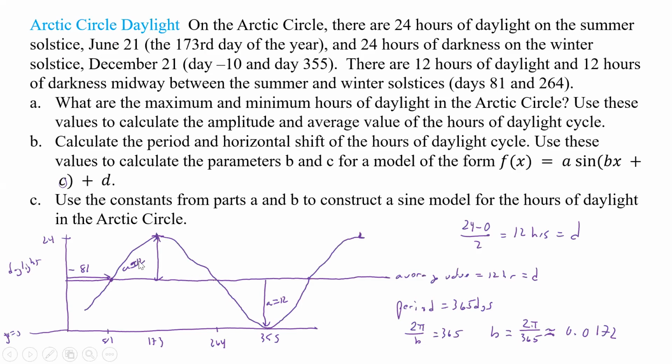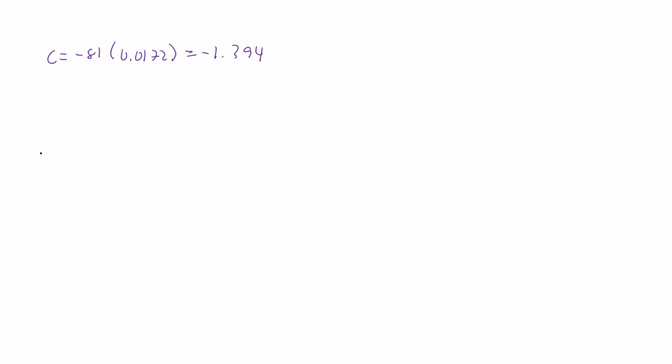Okay, so now we've got our C, we've got our B, we've got our D, and we've got our A. So now let's use all those and write our function. So f of x is equal to A, which we said was 12. And so we have 12 sine of B, and the B was the 0.0172 times x, and then we have minus 1.394, and then D was also 12. That was our average.